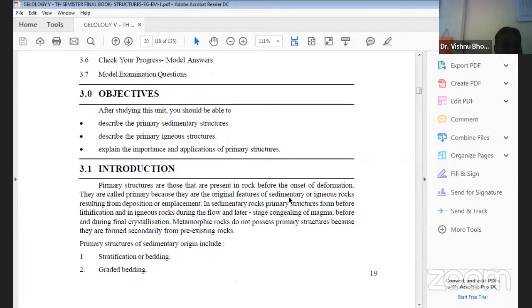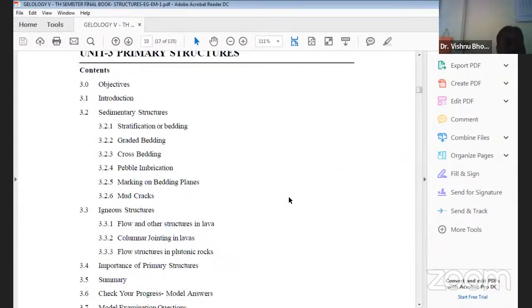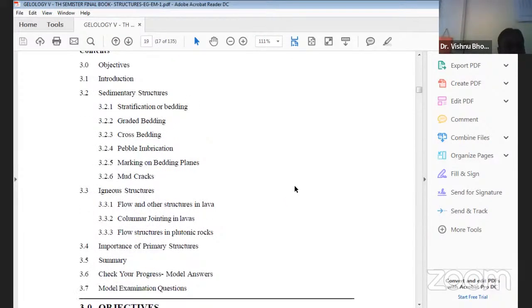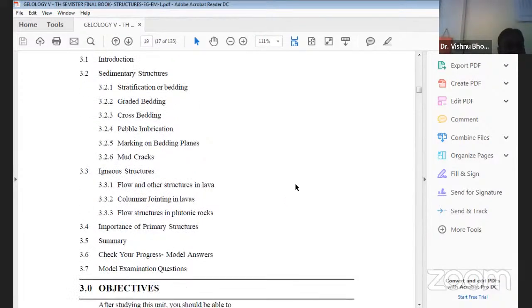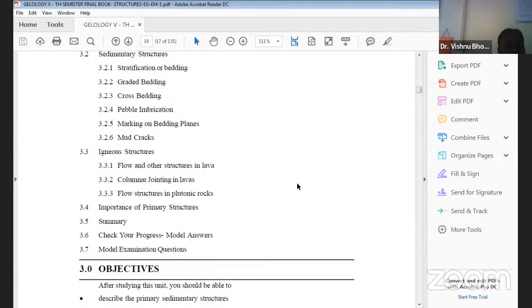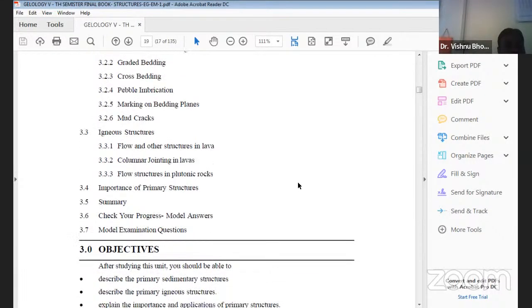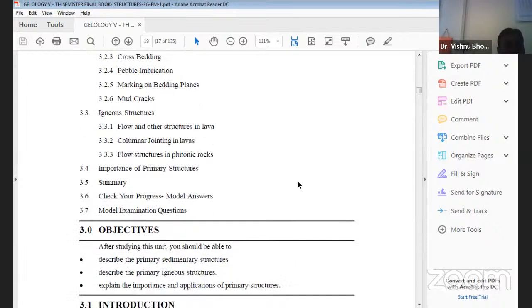Stratification, and particularly we see these structures in sedimentary structures. One is stratification or bedding. Second one is graded bedding. Third one is cross bedding. Fourth one is pebble imbrication. Fifth one is making of bedding planes, and sixth one is mud flats.